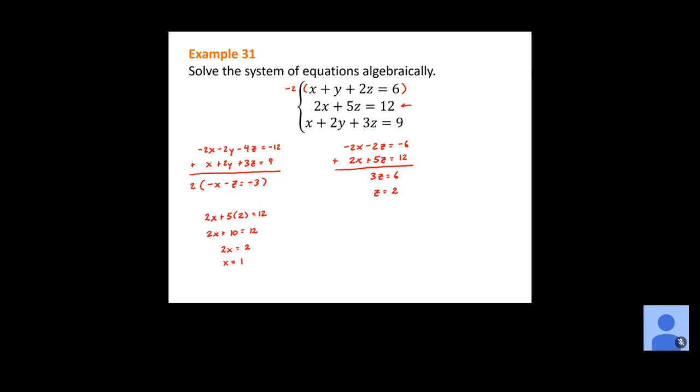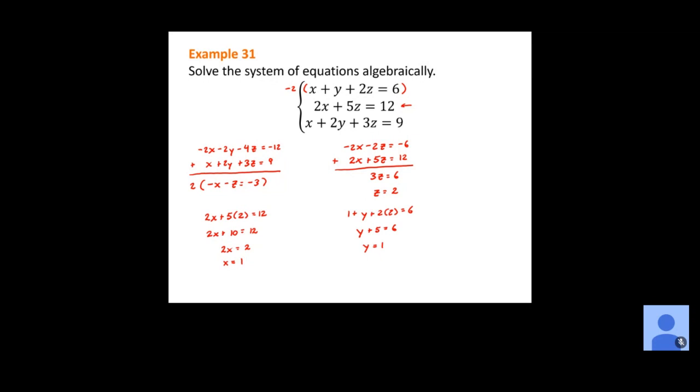All right, good. The first equation is probably the easiest to work with here, so we'll do 1 plus y plus 2 times 2 equals 6. 2 times 2 is 4, plus 1 is 5, so we're going to have y plus 5 equals 6. And then when we subtract the 5, y equals 1.